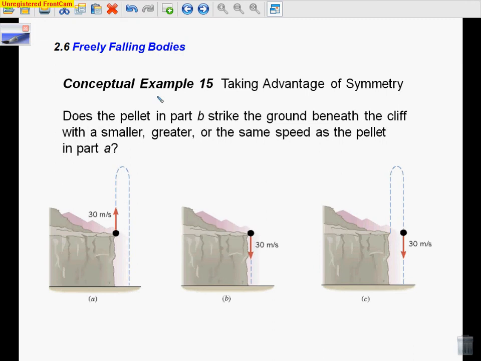This video is going to cover the rest of section 2.6 and section 2.7. So we just have one more example about objects in freefall, and then we're going to talk about how to graph the motion of objects that are moving in one dimension.